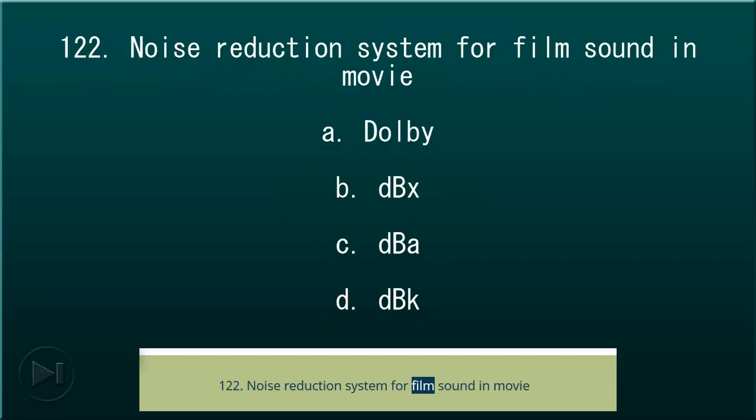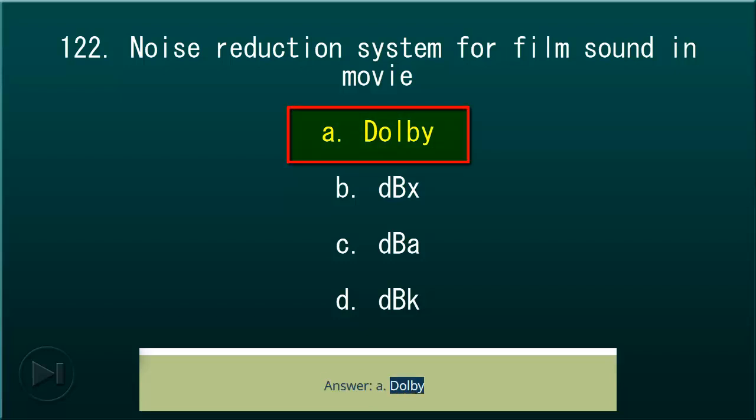122. Noise reduction system for film sound in movies. A. Dolby. B. DBX. C. DBA. D. DBK. Answer: A. Dolby.